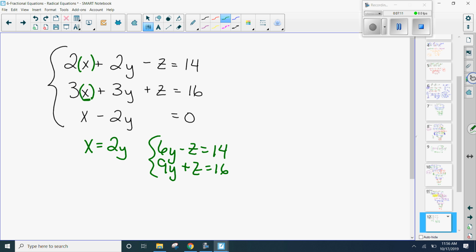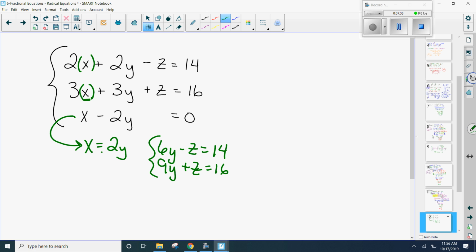If you do that, then what can you do? Then you can just do elimination. But the third equation, I manipulated that and rewrote it as x is equal to 2y. So I am substituting the rearranging of that third equation into the other 2 equations.